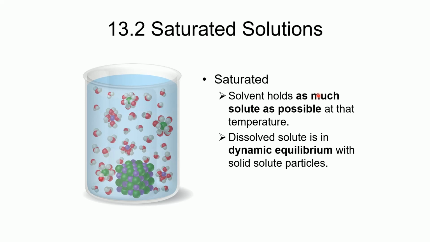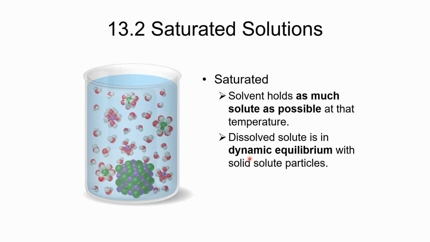What we'll find is that we will have some of the solute that is dissolved, but we'll also have some solid that's remaining in the beaker. So one of the key characteristics of a saturated solution is that we see some solid left over. So we'll have some things in solution and some things that are not.